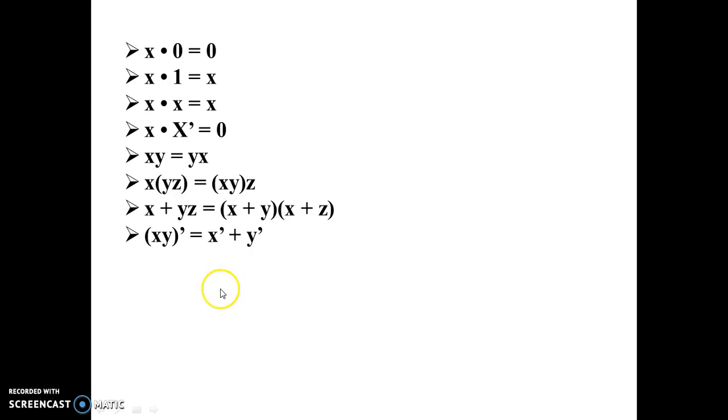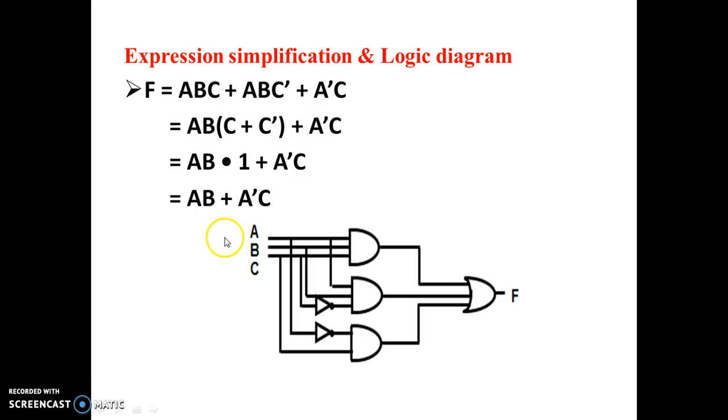And X plus Y dash is X dash and Y dash. So these are the basic theorems of De Morgan's, and X dot 0 is equal to 0, X dot 1 is equal to X, X dot X is equal to X. So this is the basic De Morgan's theorem. By applying these theorems only, we have to solve the Boolean expressions.